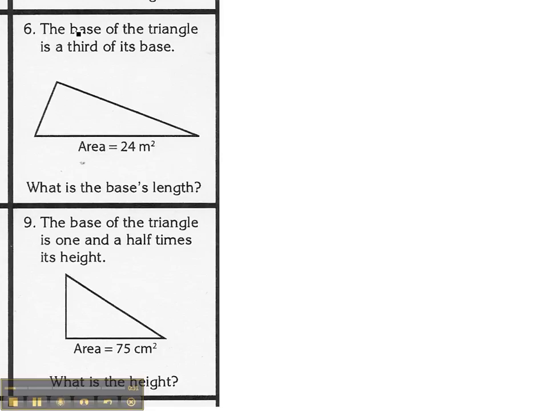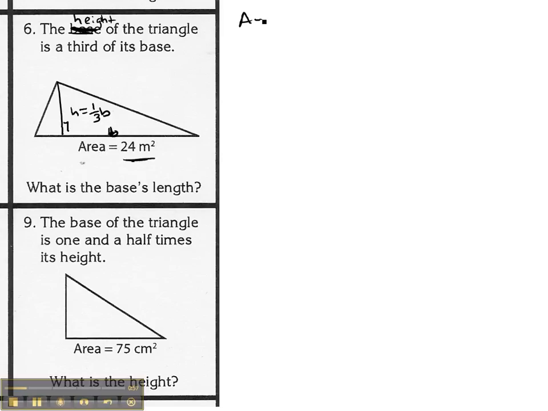On number 6, like we said in class, we need to replace that first base with height. They made a little mistake when they wrote that up. The height of the triangle is a third of its base. So we don't know the height of this triangle, but we know it equals 1/3 of the base, and the base is down here. So we don't know the base or the height, but we know the area.